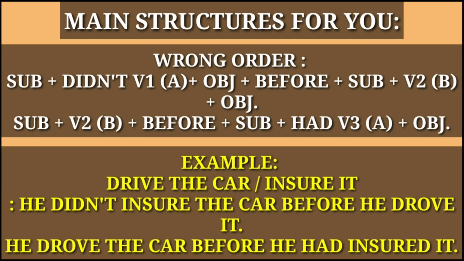Now, wrong order structure for you. This order also contains two lines. Number one, first line: subject plus didn't V1 or first task done plus object plus before plus subject plus V2 or second task done plus object. Number two, second line: subject plus V2 or second task done plus before plus subject plus had V3 or first task done plus object.